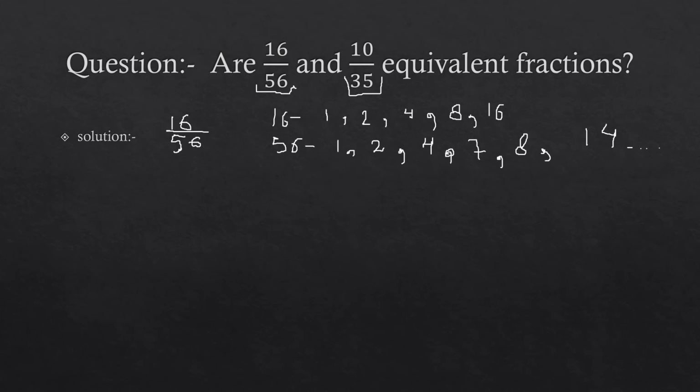Now we have to take out the common factors. Common factors you can see here: common factor is 1, common factor is 2, common factor is 4, and common factor is 8.